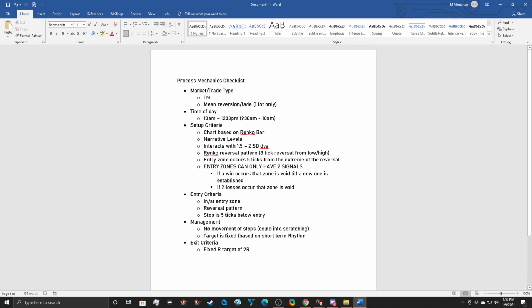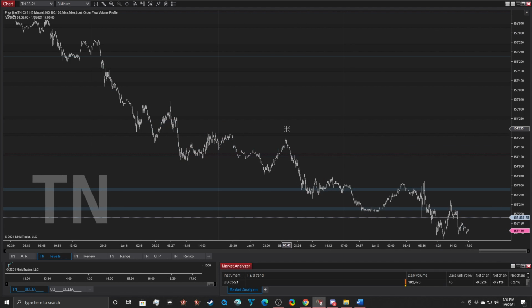So it's going to be the TN market, mean reversion, and time of day, which I think is really important for signals for a specific type of trade. If you're a fader or a mean reverter, you sometimes want to avoid the overnight or the opens because they tend to be a little more runny. That's in current market conditions. Maybe a year ago it was the exact opposite. So you have to weigh that out with what's going on right now.